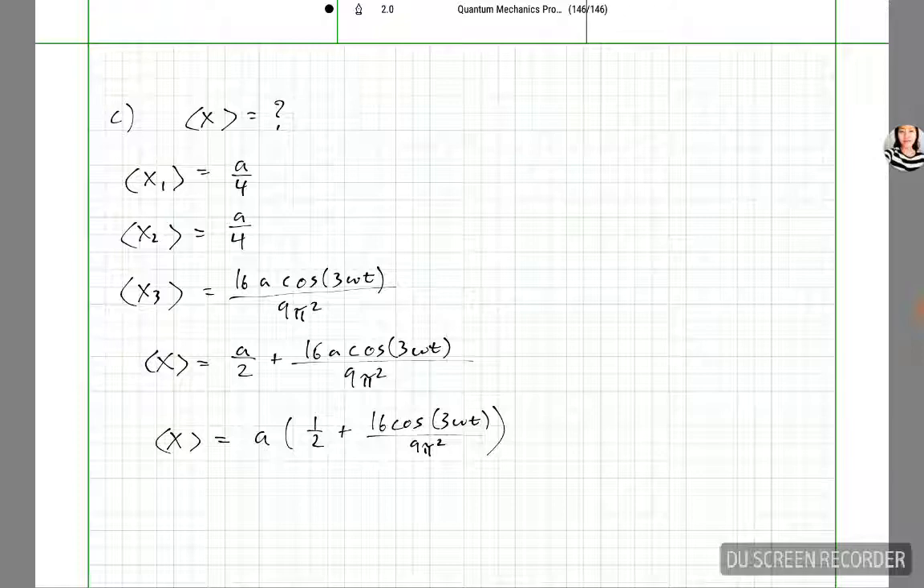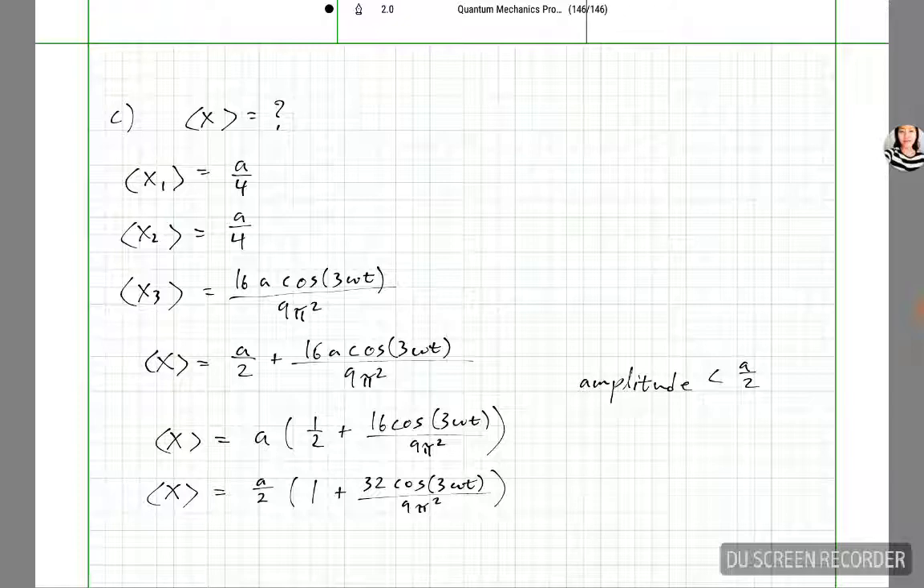I don't know why we'd want to do that. I guess it warned you to say that the amplitude should be less than a half. So let's just go ahead and factor out the half. So our amplitude here, just on our oscillating term, 1 plus 32 cosine 3 omega t. I'm not sure if that really helps make that any more clear.